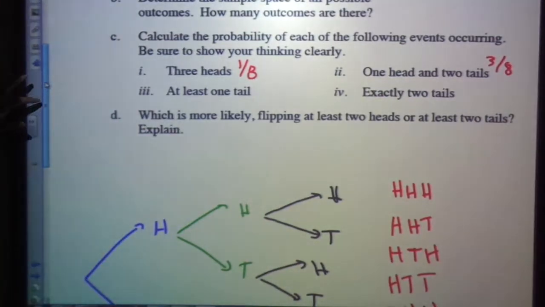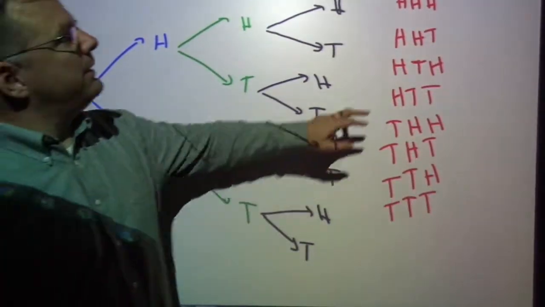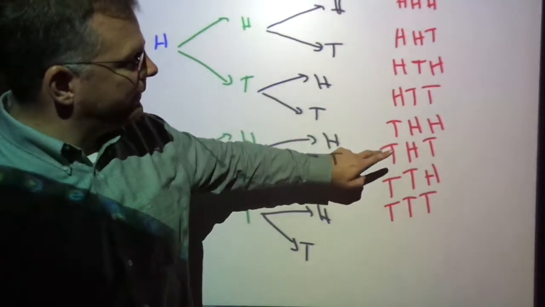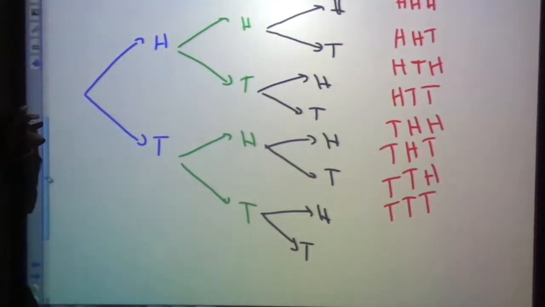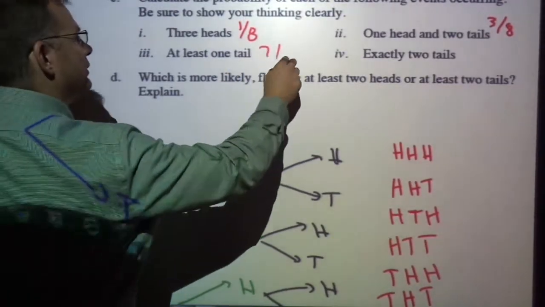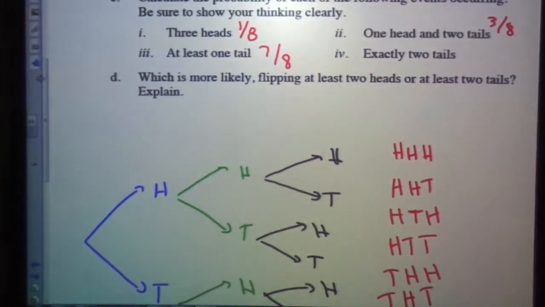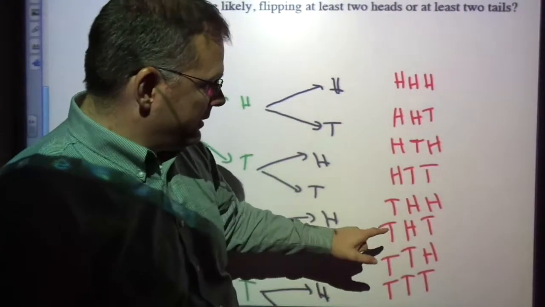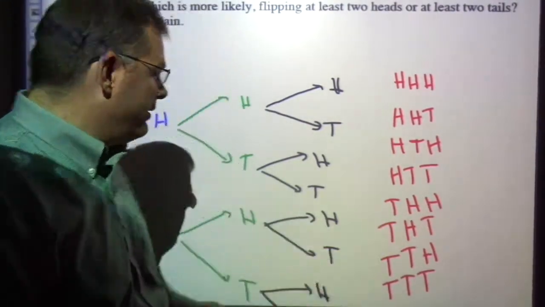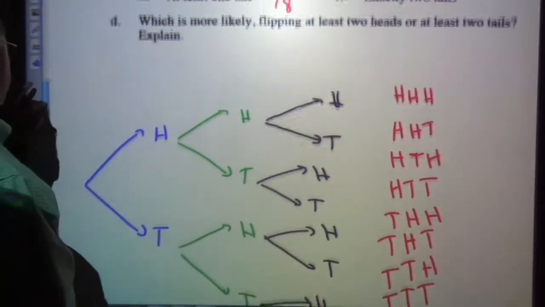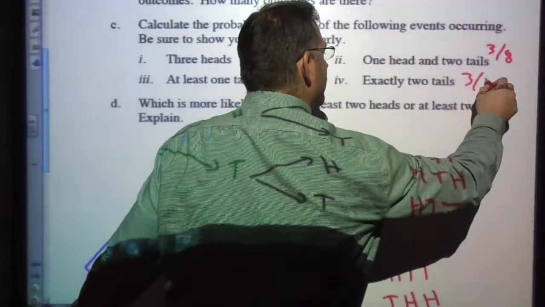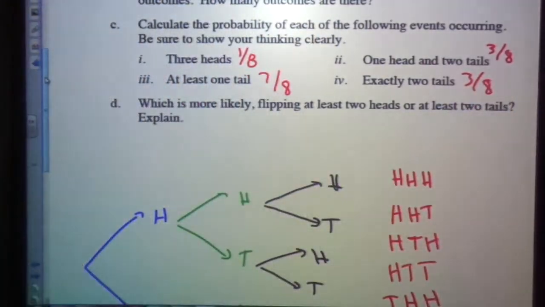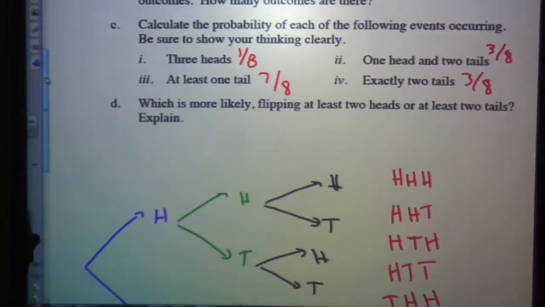At least 1 tail. Well, that's going to be here, 2, 3, 4, 5, 6, 7 out of 8. And exactly 2 tails. Well, that's going to be this one, that one, 3 out of 8. Which is more likely, flipping at least 2 heads or at least 2 tails?